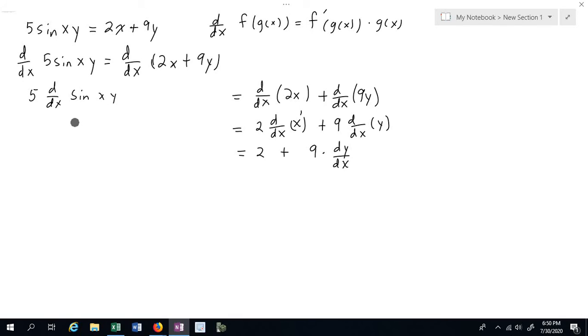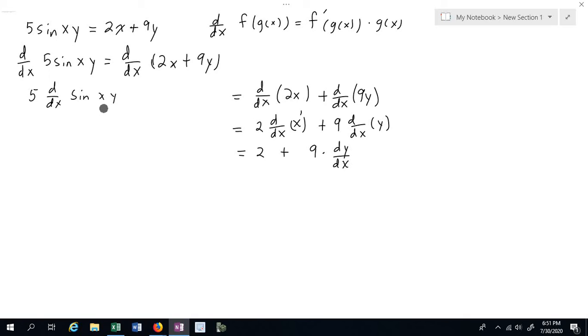And then we just have to compute this derivative. But in order to compute this derivative, we're going to have to use the chain rule. And the reason we're going to have to use the chain rule is because this sine of xy is really a composition of two functions. Sine is the outer function, and xy is the inner function. So it's a composition of those two functions. Okay, so we're going to have to use the chain rule to find this derivative.